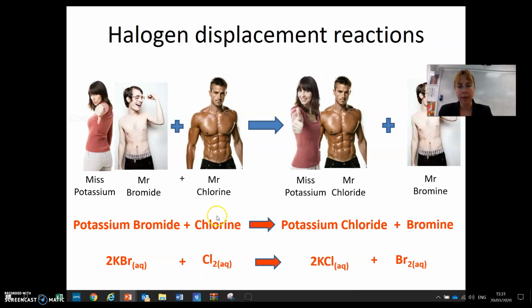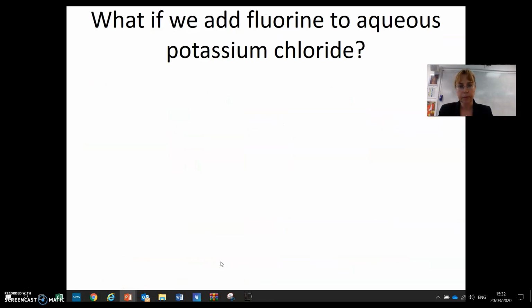So get into the habit of writing the word equation and don't mix up the words with the symbols. AQ means it's in solution, like if you put salt in water, salt water, that means potassium bromide water. Chlorine is in solution in this example, and it's going to form a bromine solution as well, which is why they're using the AQ sign. Really important to remember, it's Br2 and it's Cl2 because they are diatomic molecules.